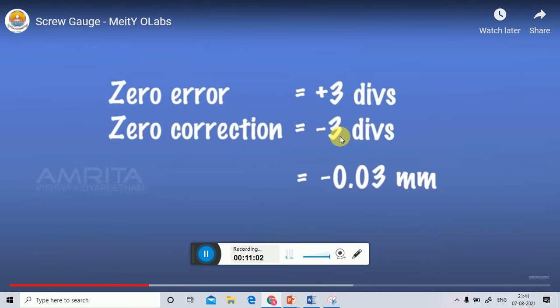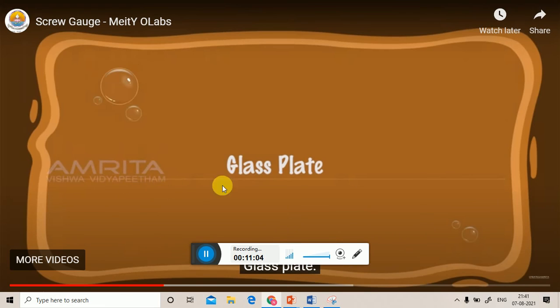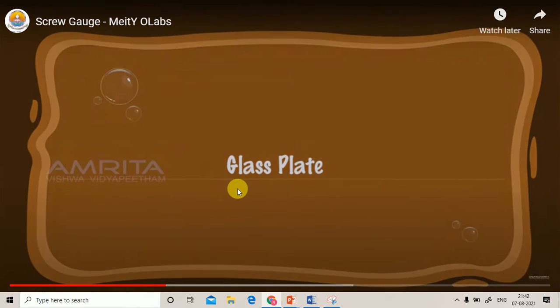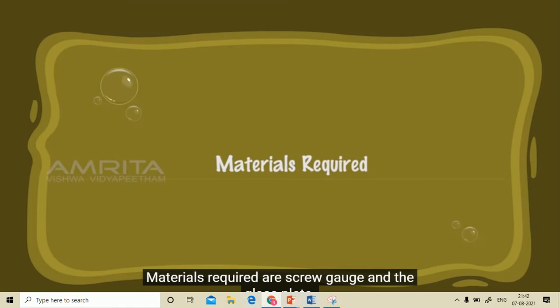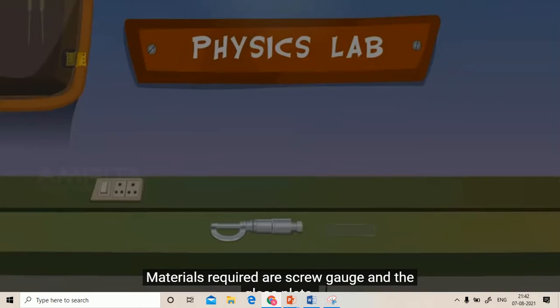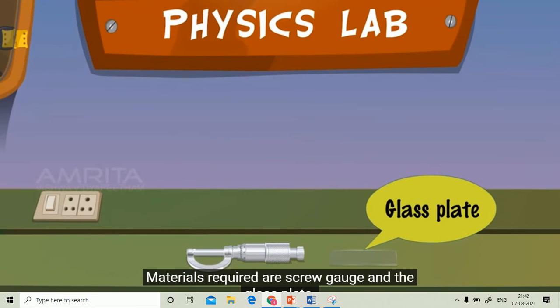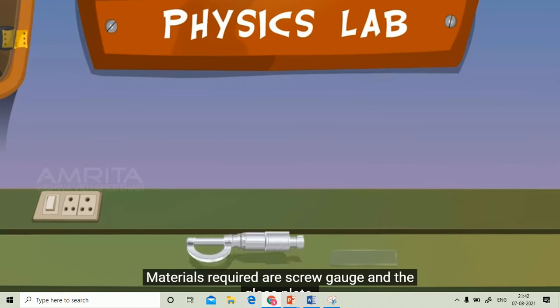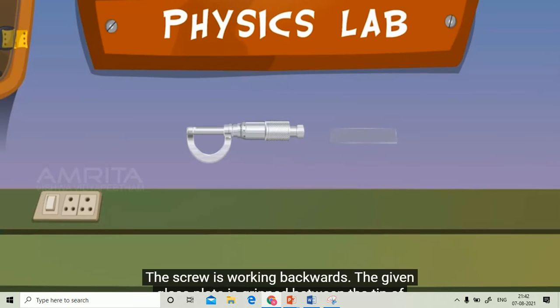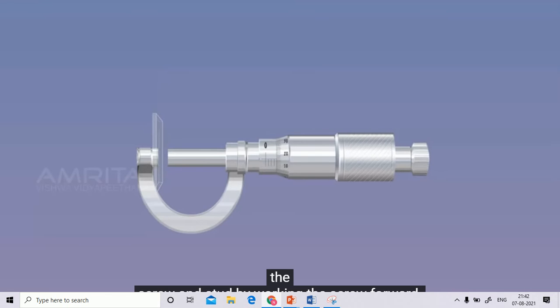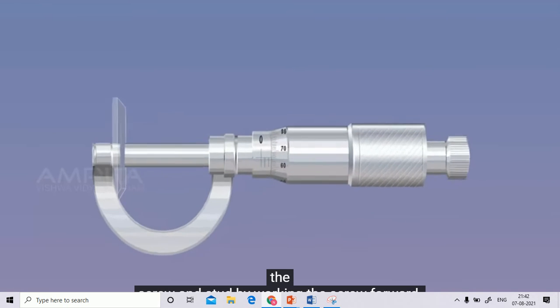Now we are going to measure the thickness of a glass plate. The materials required for measuring the thickness of this glass plate are a screw gauge and a glass plate. So please observe clearly how this glass plate is inserted in between the screw and the stud. Once it is inserted, observe the reading on this pitch scale.